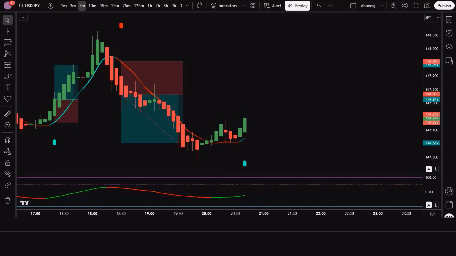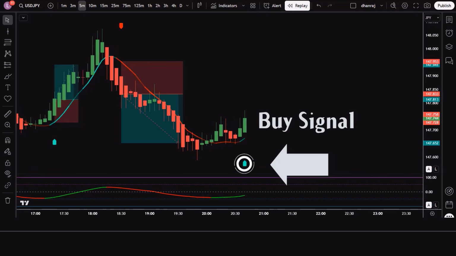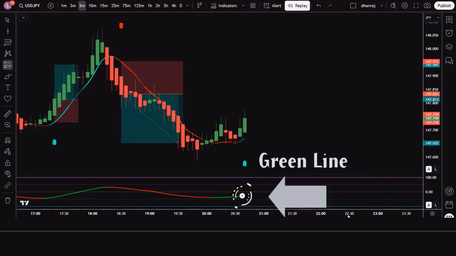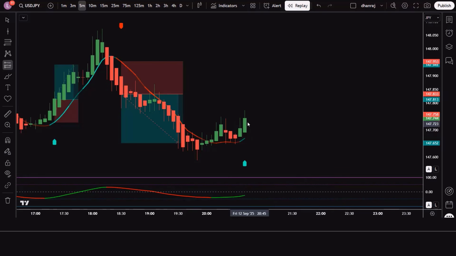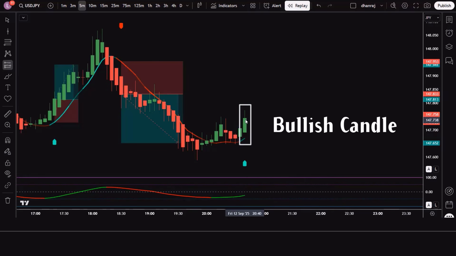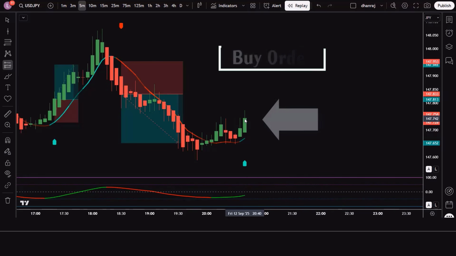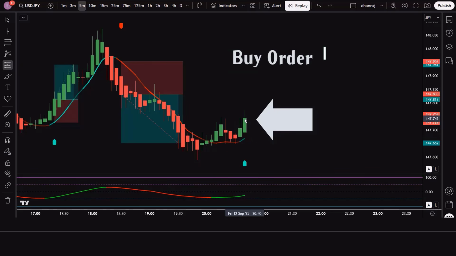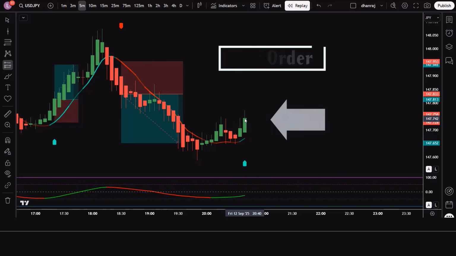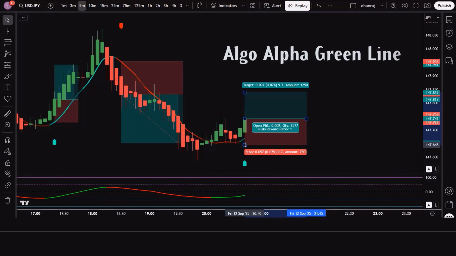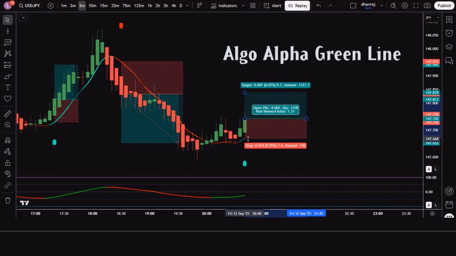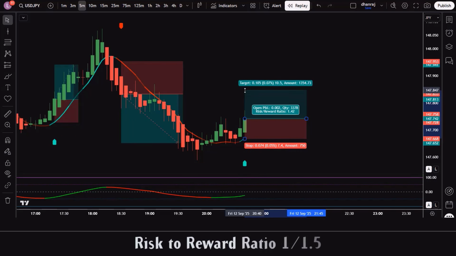We have got the signal. Here the Smooth Gaussian Trend Filter indicator gives us a buy signal. Here the CT Reverse Shand Momentum Oscillator indicator shows a green line. Here the market has made a bullish candle to give confirmation. So all our conditions are being fulfilled, so we are placing an order to buy. Our stop loss is to be placed at the algo alpha green line. And the risk to reward ratio will be 1:1.5.